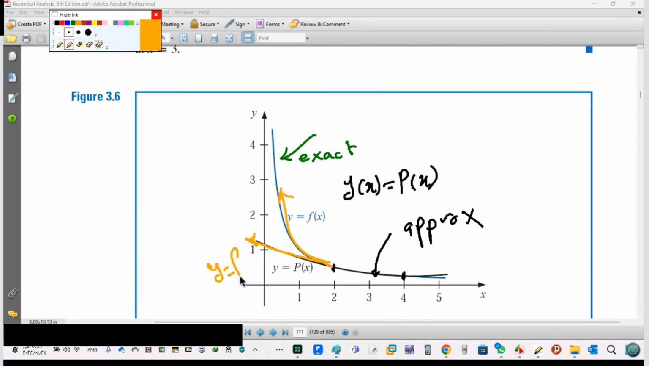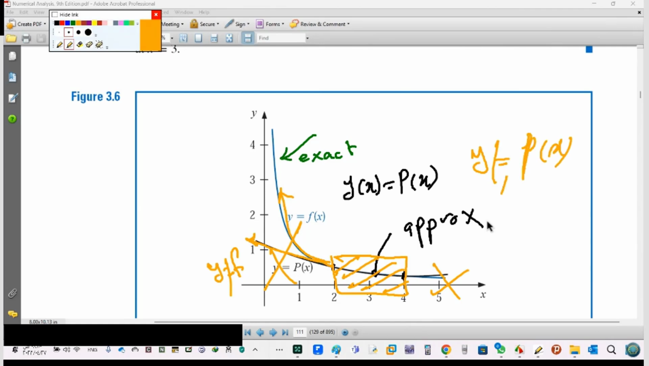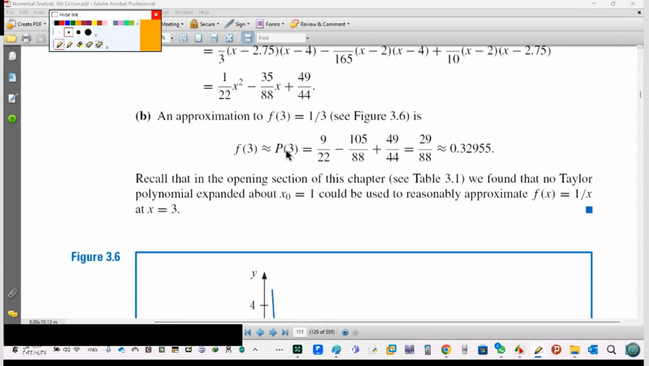So y not f, not like f. So this formula is still correct in this domain. Outside, y not equal P. Outside. Inside, yes, is correct. Got it? So if he asks me now, this formula that I find for Px is still correct in this closed domain. Outside this domain, this formula is wrong. We cannot accept. Okay, let's go to another part from this question.